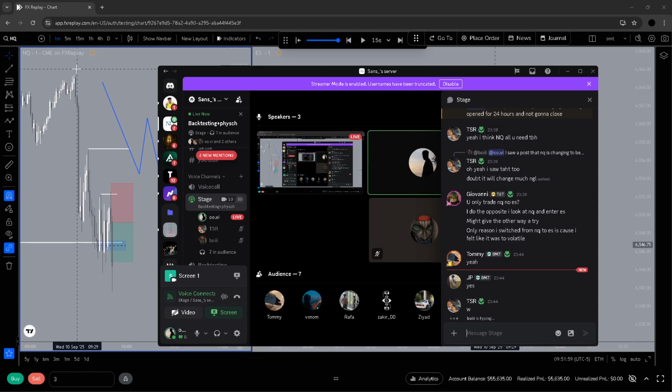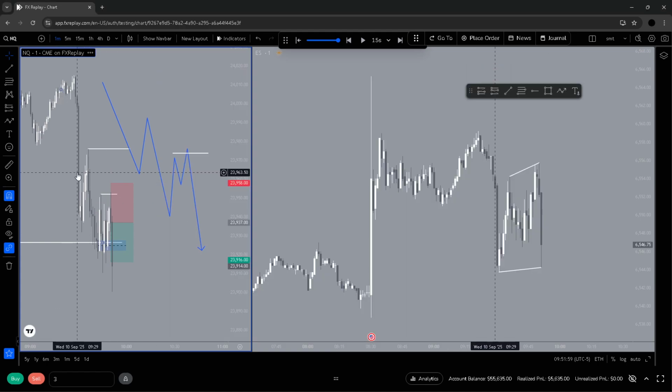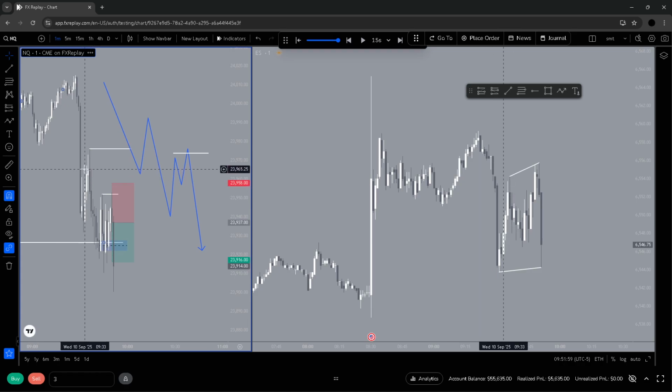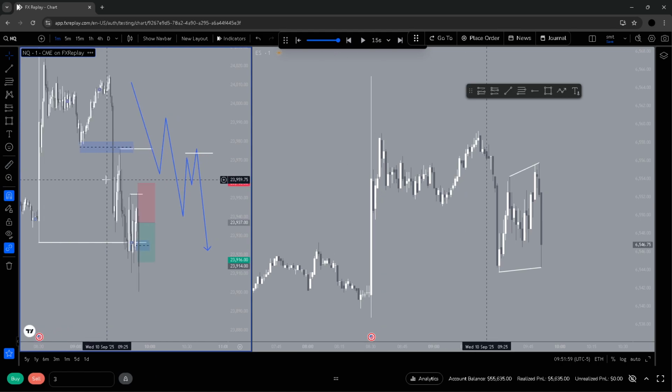Why does price not retrace all the way? To be honest, I don't know what to tell you there. We don't control price. It's going to do what it wants. We just react to price. It doesn't matter if it does retrace all the way. It's pretty close anyway. I'd still class it as PXL.